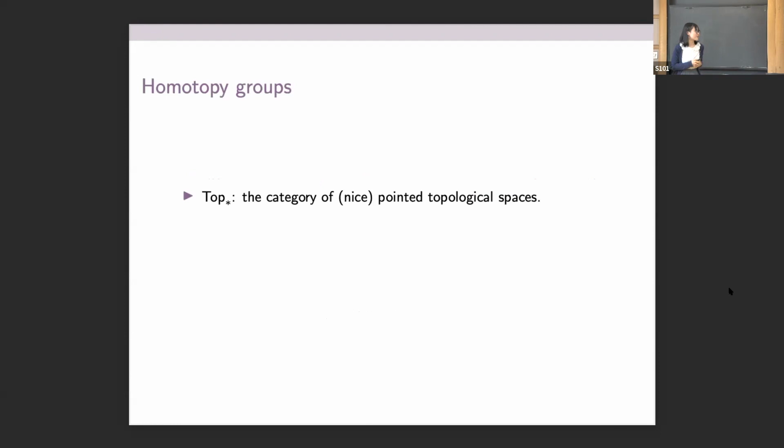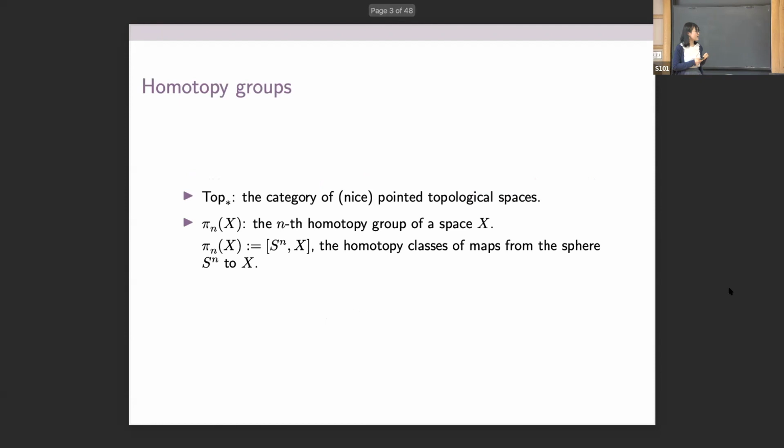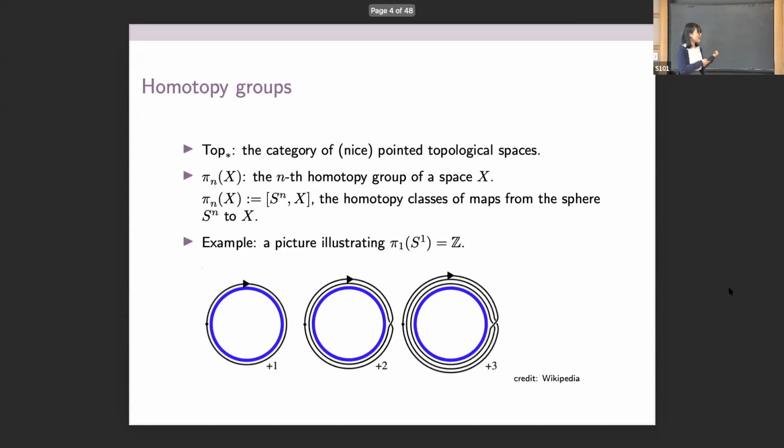For algebraic topologists, the most important invariant is the homotopy groups of a space X. It's defined so that you look at all maps from the n-sphere mapping into a space and you quotient out by some relation called homotopic. And visually, being homotopic is saying that you have two maps and they can be continuously deformed into each other. Here I include this example, which is the first homotopy group of the circle.